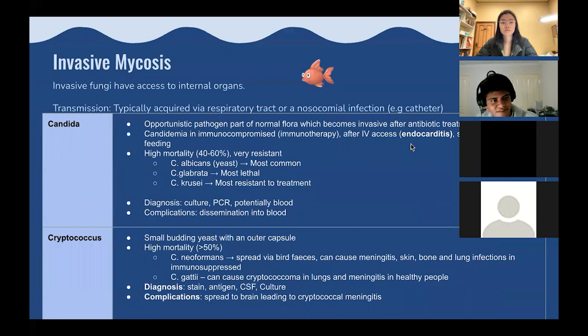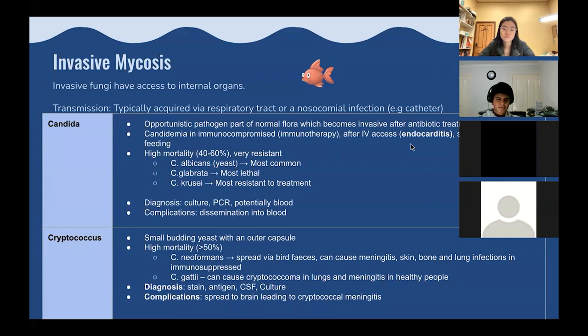Right, so invasive mycosis. This is when they have the ability to access your internal organs. In a nosocomial infection, it's usually acquired by the respiratory tract because you're breathing it in. Or in hospital, it can be a nosocomial infection through a catheter, for example, or anything foreign to the body going inside that is not cleaned or sterilized properly, then it can transmit fungal infection. Okay, so let's look at Candida.